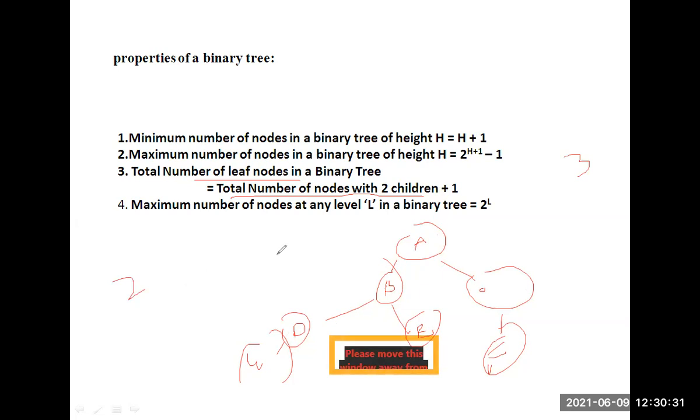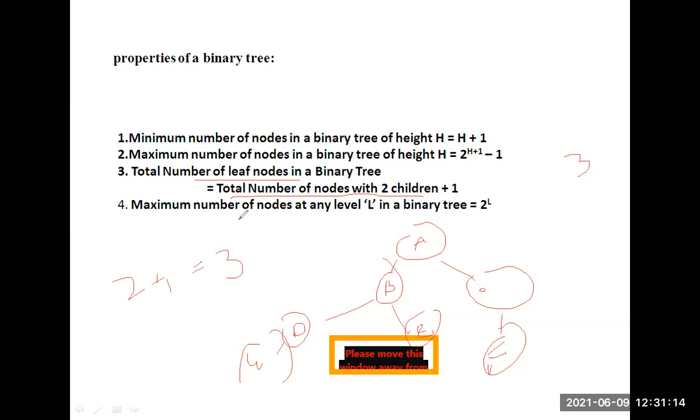Okay. So what does it mean? Total number of leaf nodes is the total number of nodes with two children plus 1. Here total number of leaf nodes is 3, and total number of nodes with two children is 2. So clearly we understand that the number of leaf nodes is 1 greater than the number of two-children nodes. So here the number of two-children nodes is 2, the number of leaf nodes is 3, that is 2 plus 1, 3. So it is a binary tree. Understand, students?